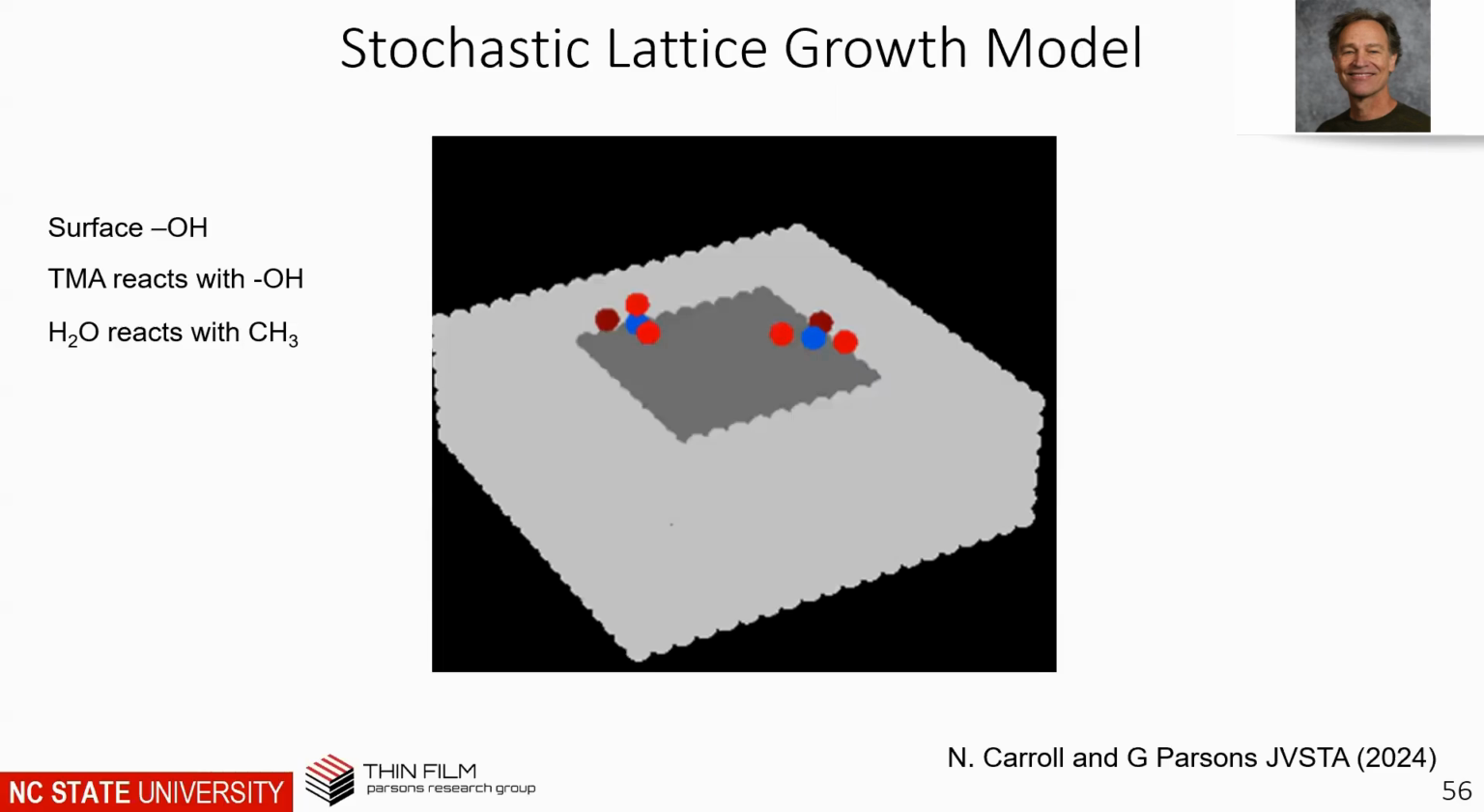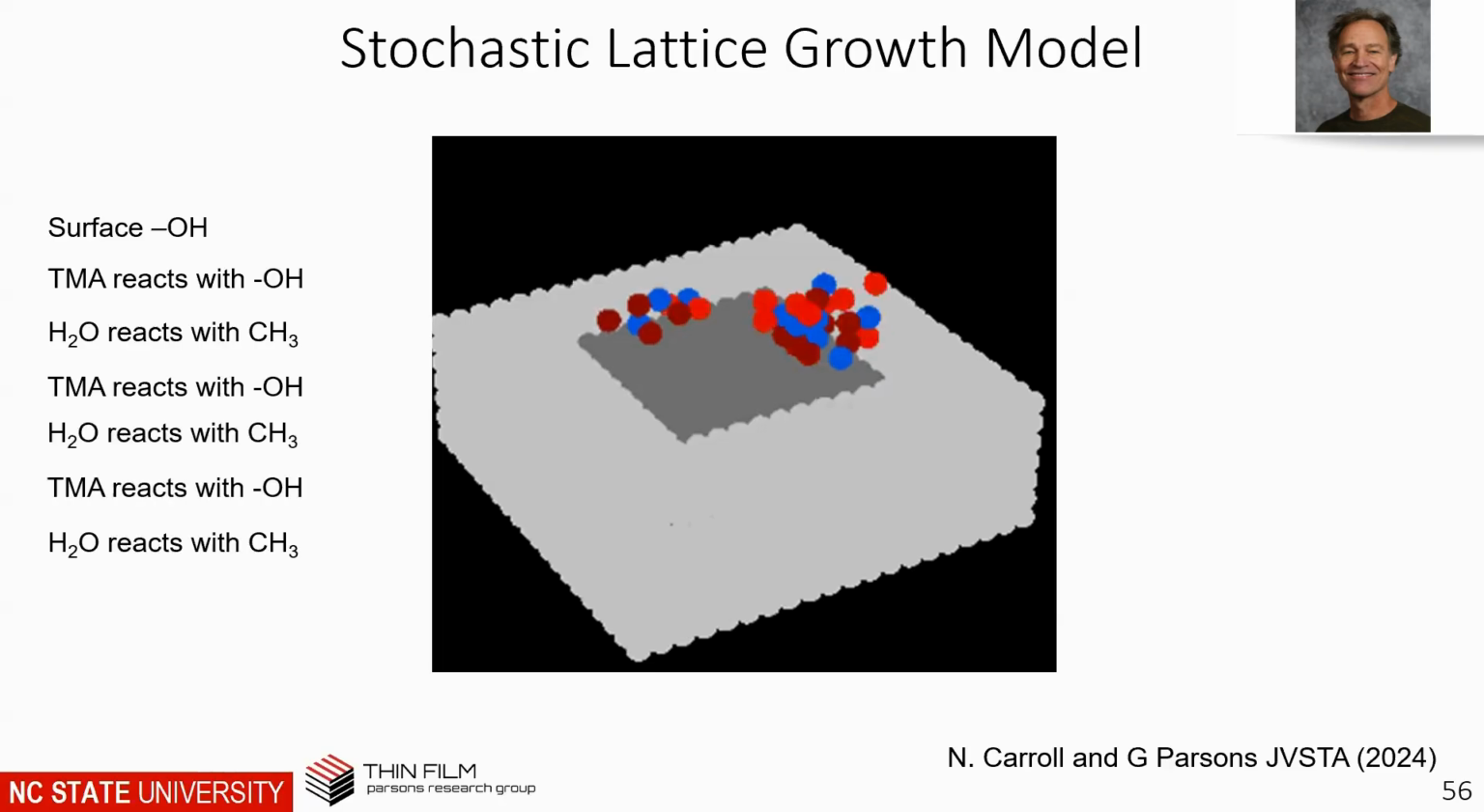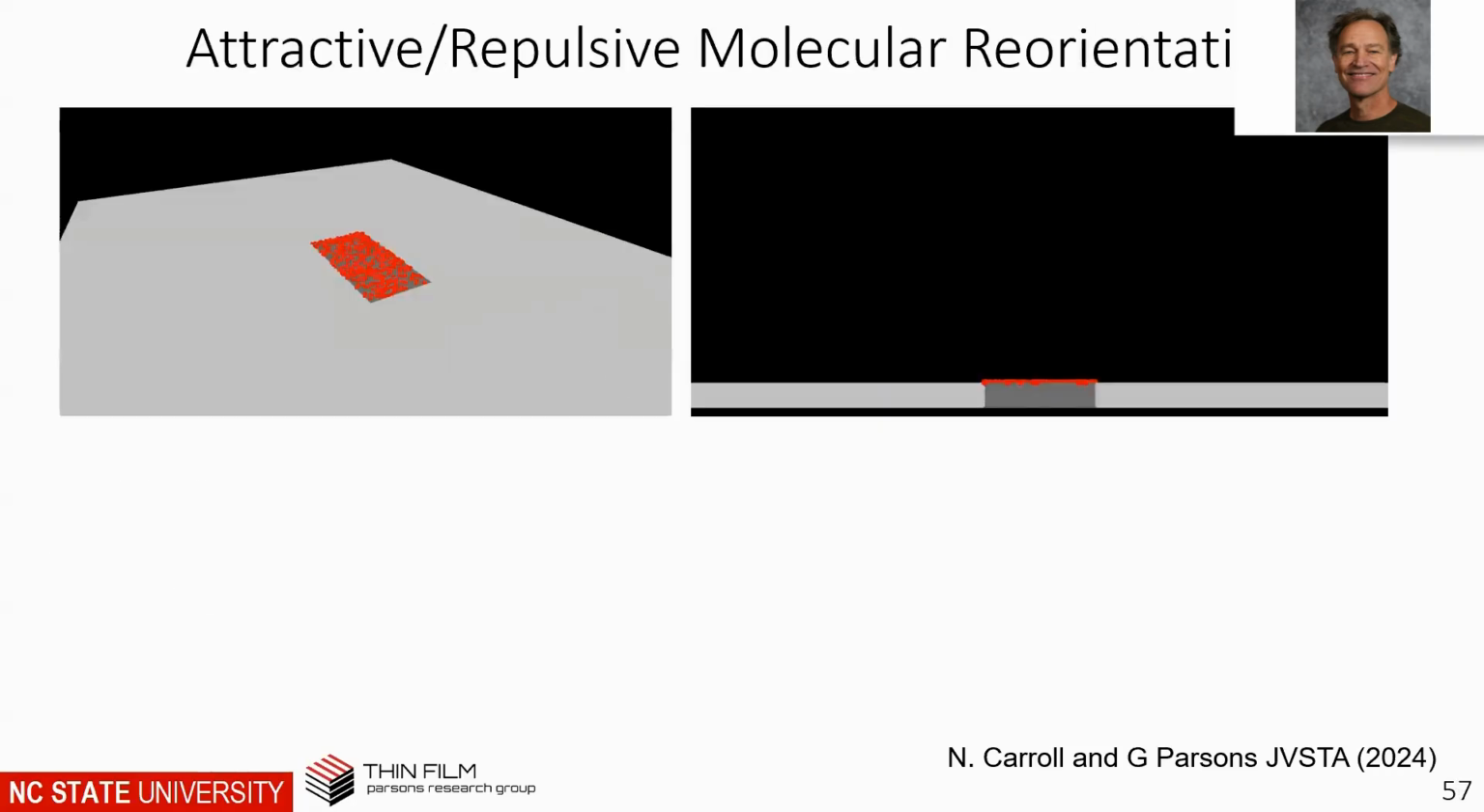So now I've got 4 OHs on the surface, and those 4 OHs can react with 4 more aluminum, trimethyl aluminum. Oh, there they are. And now again, the ligands are randomly arranged. And so we do that over and over and over again, and you can see that it grows up and grows out and grows laterally, grows sideways. And we can do this over and over again, and what we get is a movie like this.